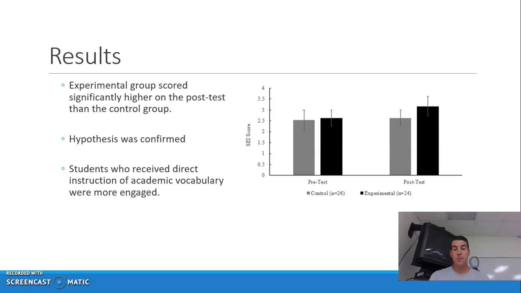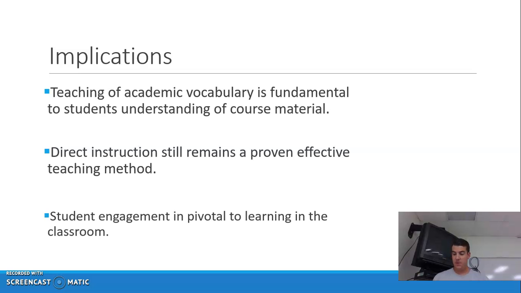When it comes to the post-test, the mean of the control group was 2.63, showing that it didn't increase very much, while the experimental group had a mean of 3.17, showing that it was 0.53 higher than the control group. Because of this, the hypothesis was confirmed. Students who received direct instruction of academic vocabulary were more engaged in the classroom.